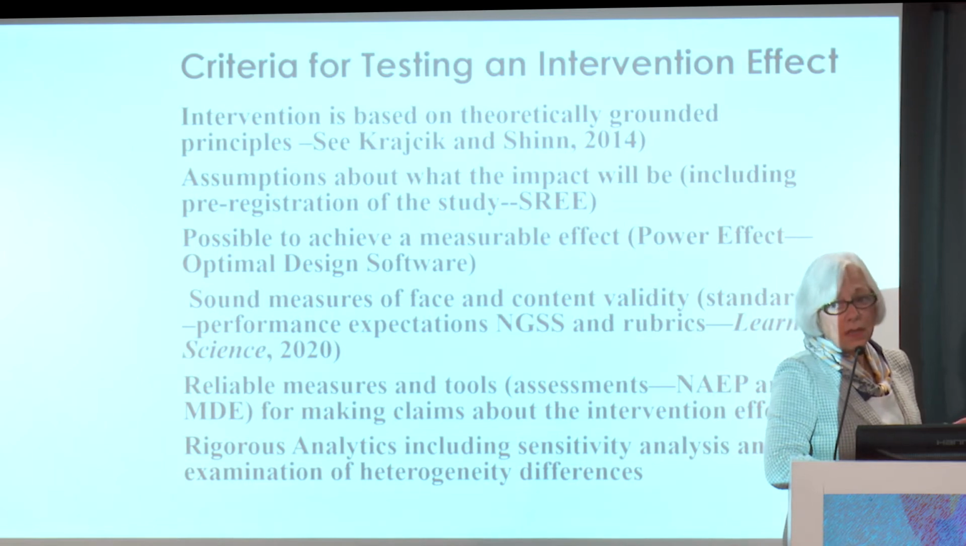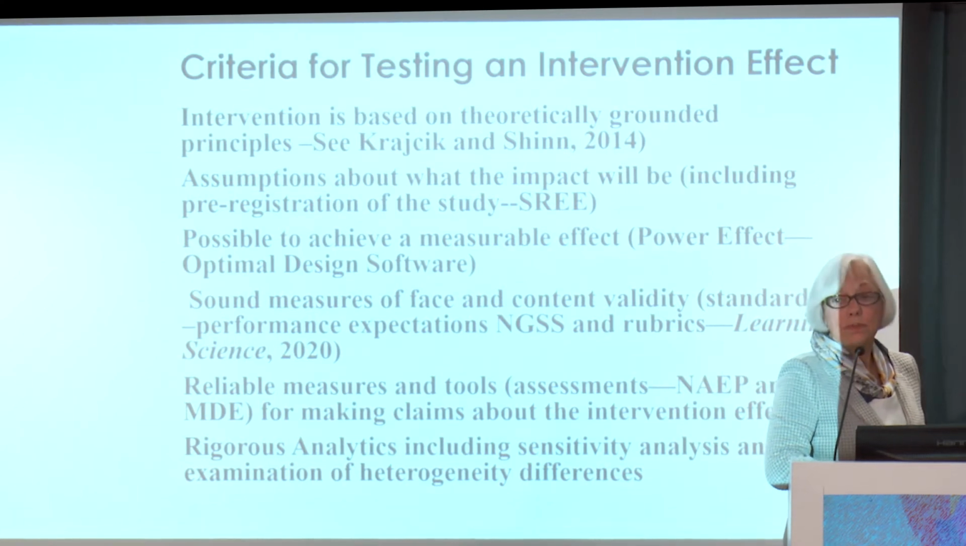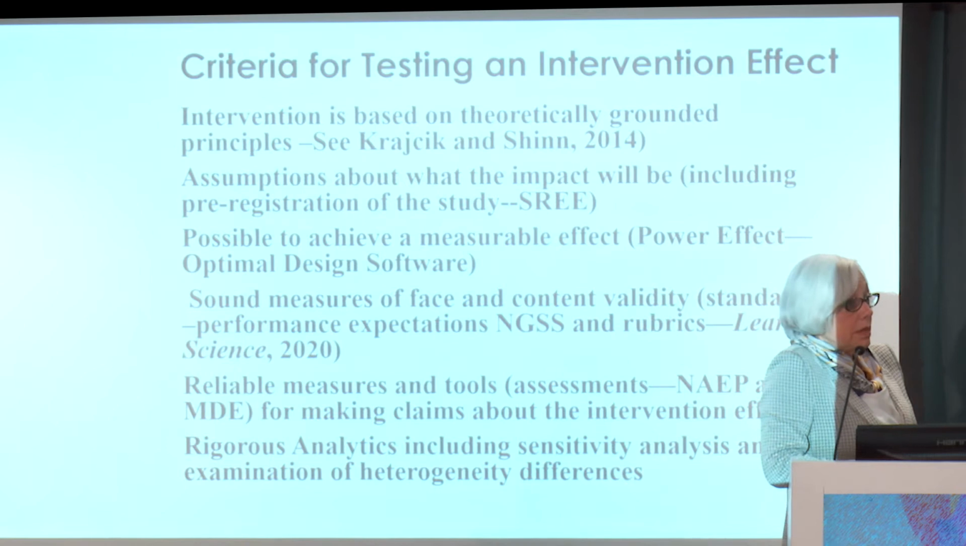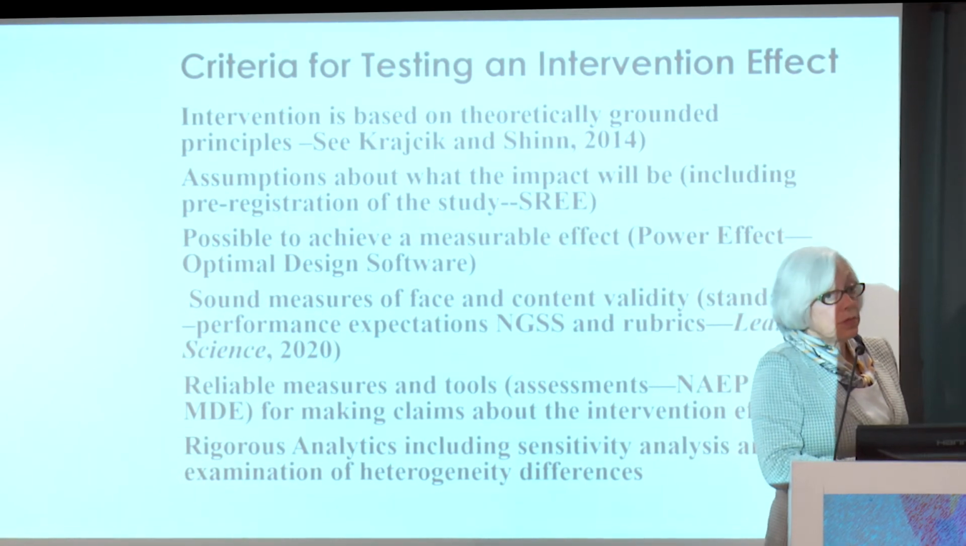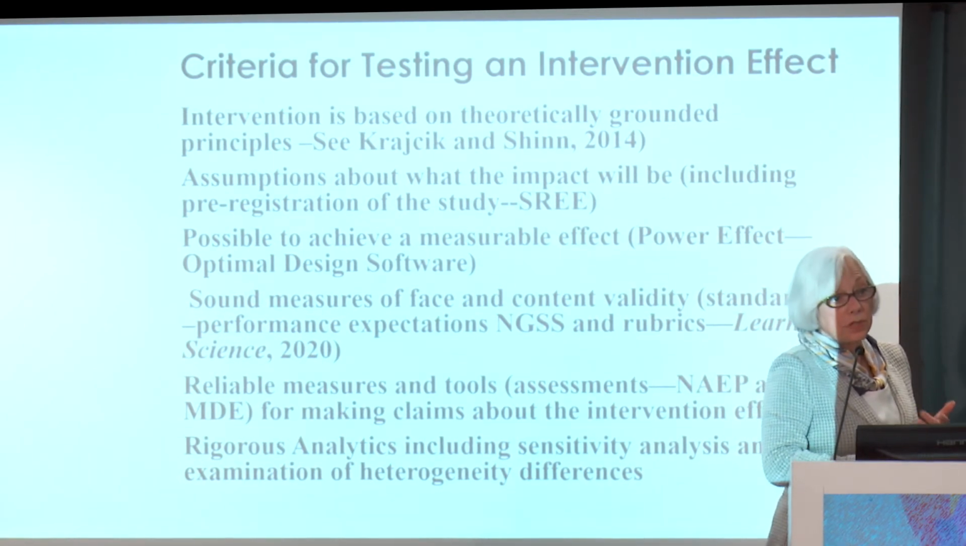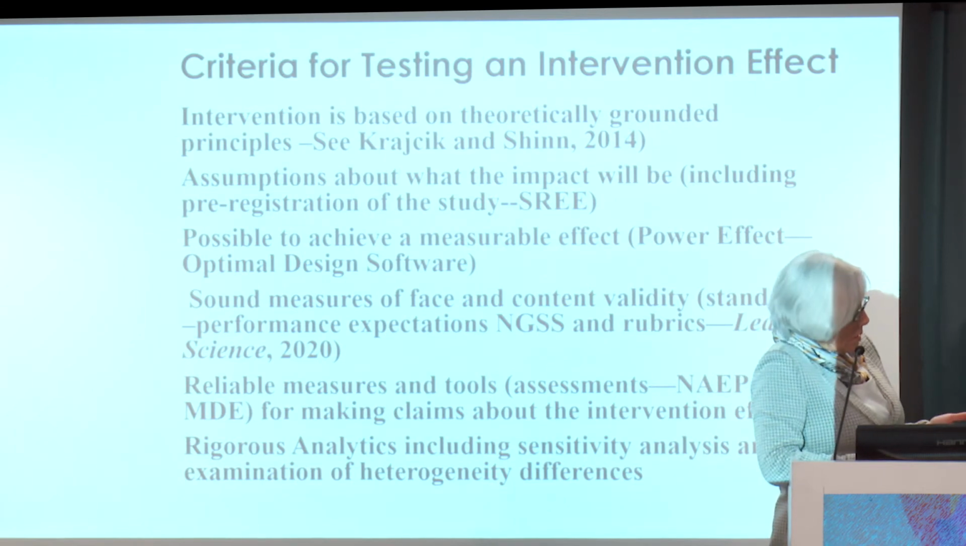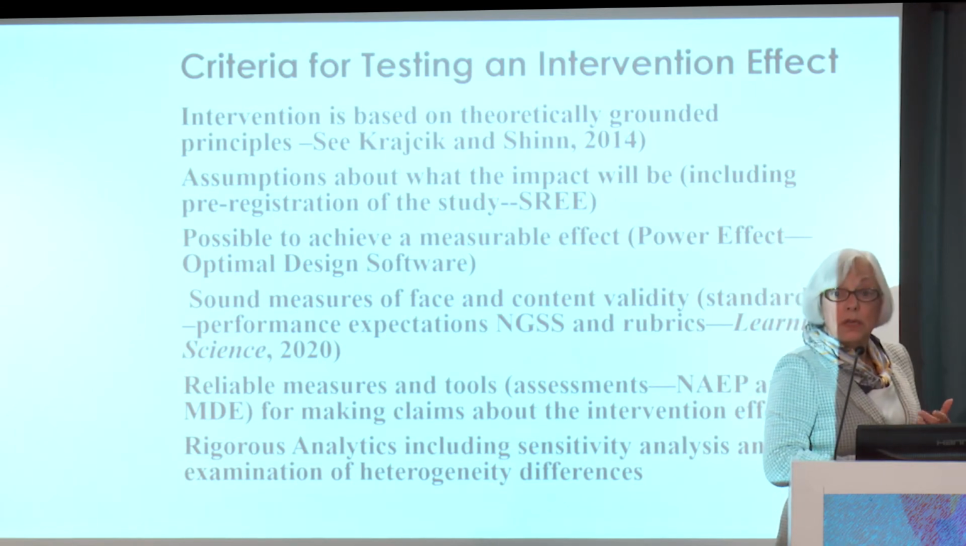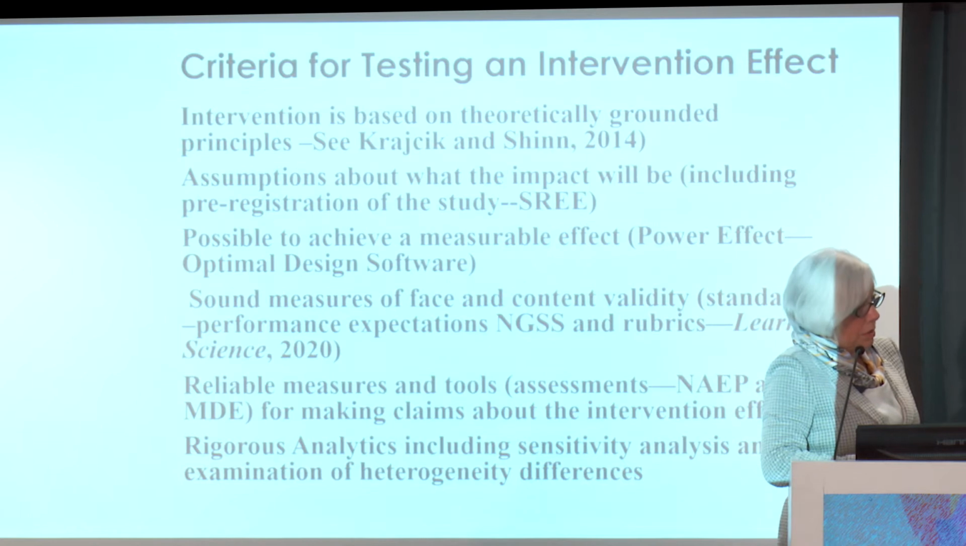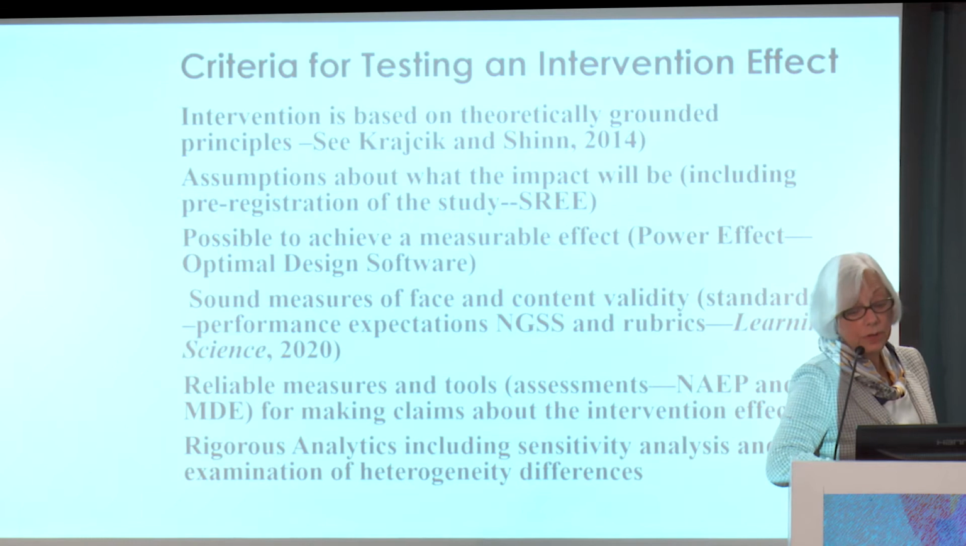The first is that an intervention has to be theoretically grounded. There have to be assumptions about the impact, and that requires pre-registration. Pre-registration is something that's in the US, and now it's something in the UK, so that you have to have what you are going to say is your main effect. Then how do you measure it? And then you have to have a power analysis, and there are different ways of doing that, and you can register it using the optimal design software.